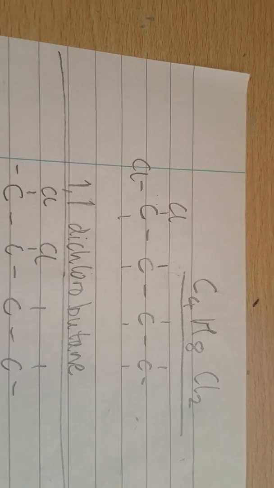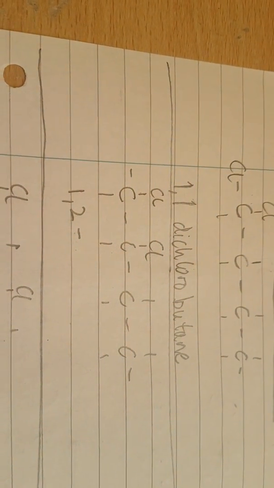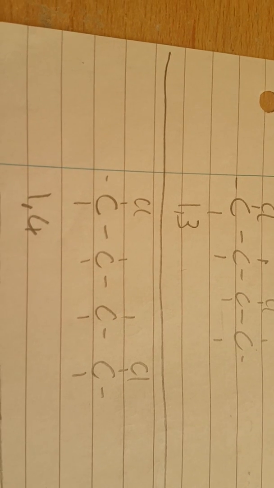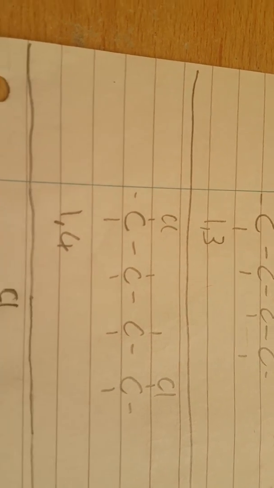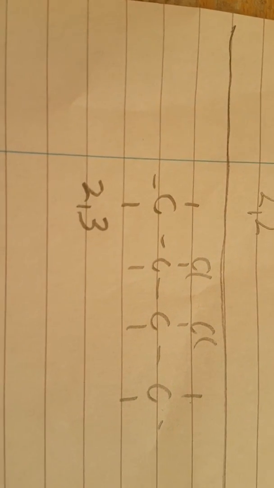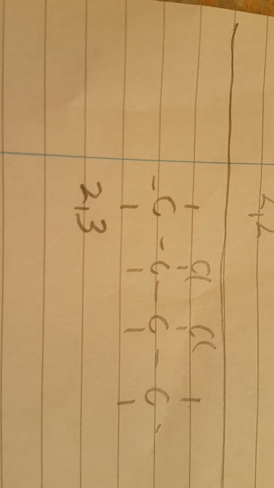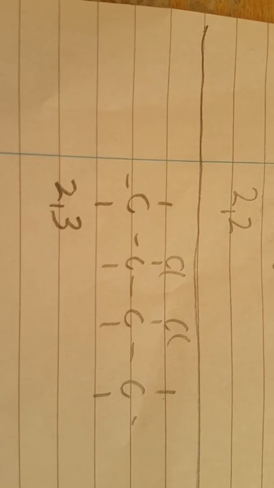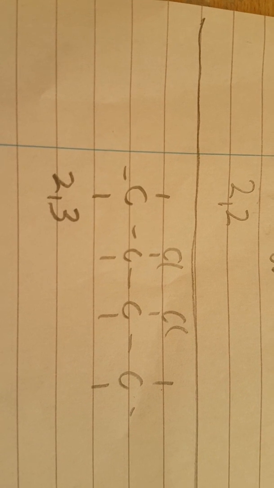1,1-dichlorobutane. You can then of course swiftly move on. You've got 1,2-dichloro, 1,3 and 1,4. That's exhausted all the ones. Next step would be 2,2. After that, 2,3-dichlorobutane. At that point, you've reached the end of the straight chain isomers.